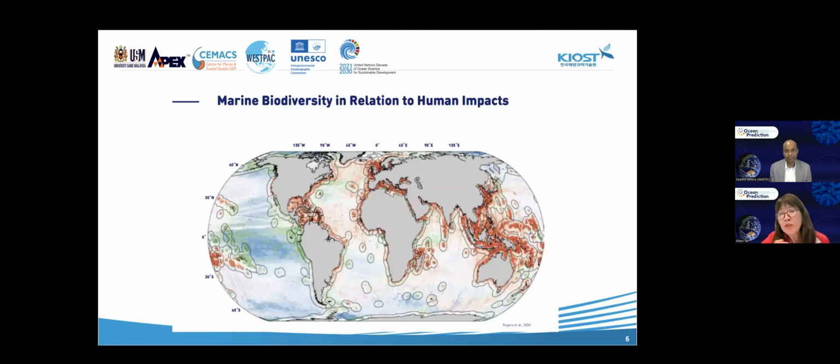And of course, when it comes to climate change and human impacts, you can see that besides having high diversity, this region in the Western Pacific is also very high in terms of human impacts. That is why it makes it more important to look at ocean health in the region.